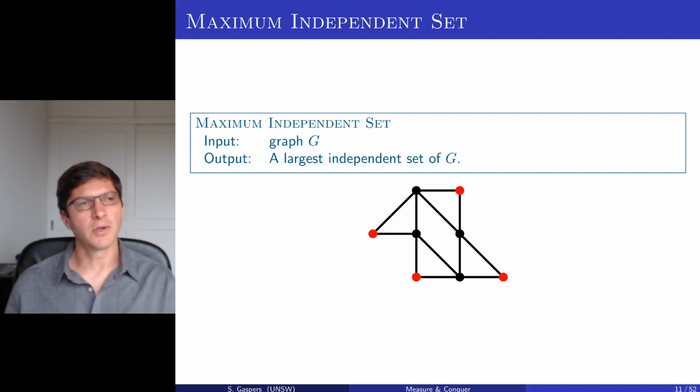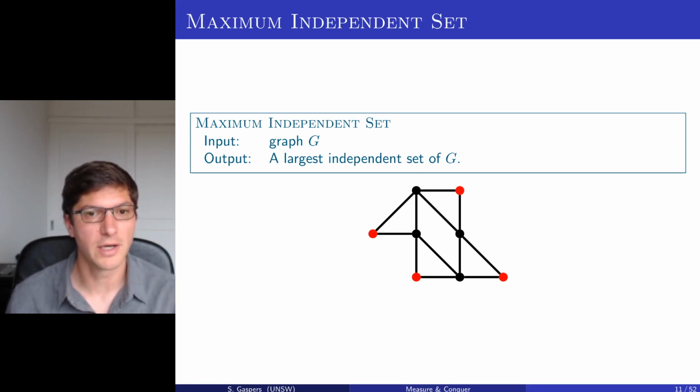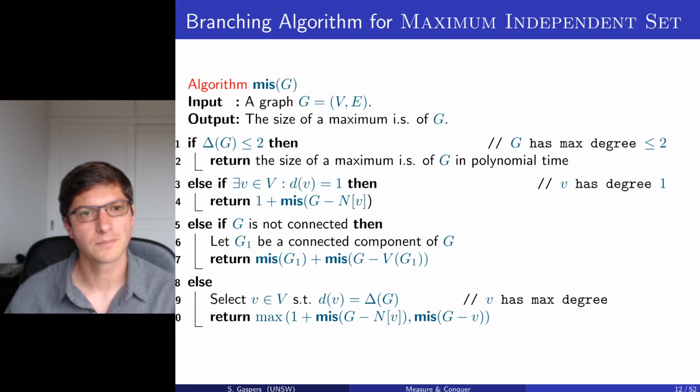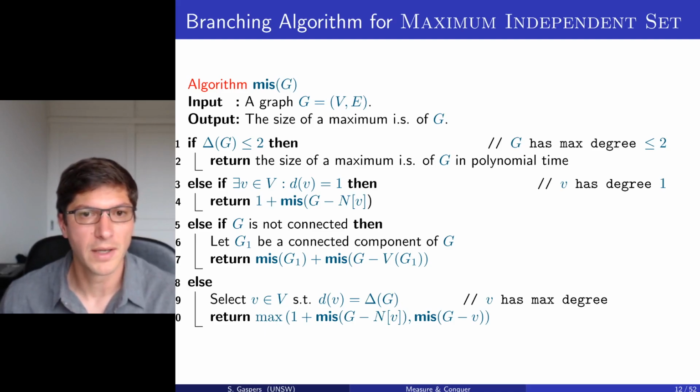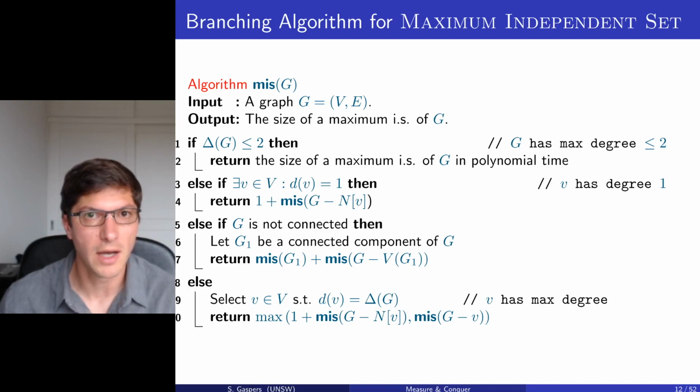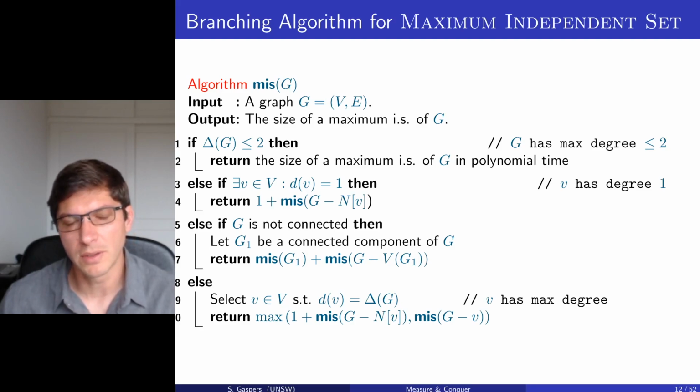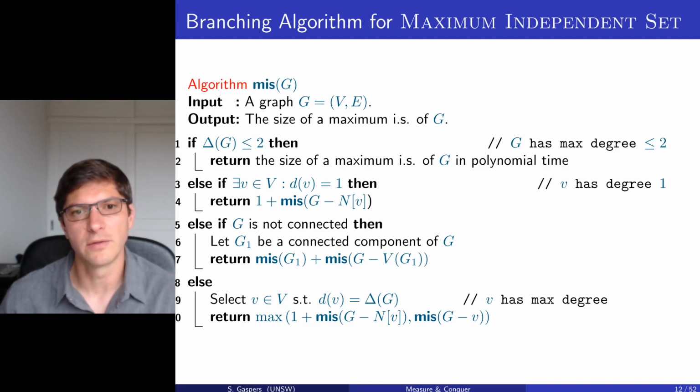The algorithm that I'm going to present will actually compute the size of the largest independent set, but it's easy to modify it so that it actually outputs a largest independent set. So how does the algorithm work? Well, the input is a graph G, and the output is the size of the largest independent set of this graph G. There's one halting rule. If the largest degree of the graph is at most 2, then the algorithm calls a function that returns the size of the largest independent set of G in polynomial time, and it returns the resulting value.